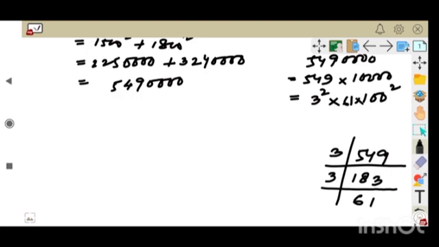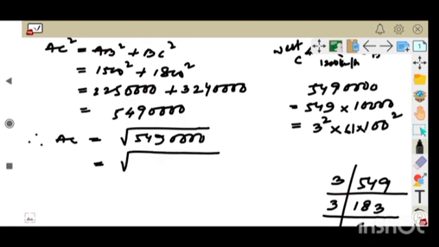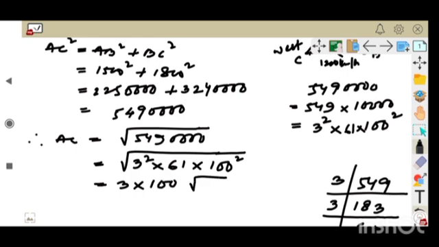Okay, so what happened now? Therefore AC equal to root over 549, then we have 4 zeros. So here how can we write? We can write here 3 square into 61, then again 100 square. So 3 will go out of the root and even 100 will go out of the root, but 61 remains inside the root. So how much we have now? We have 300 root over 61, and this will be definitely kilometer.